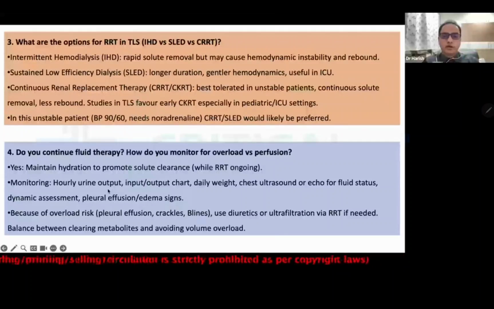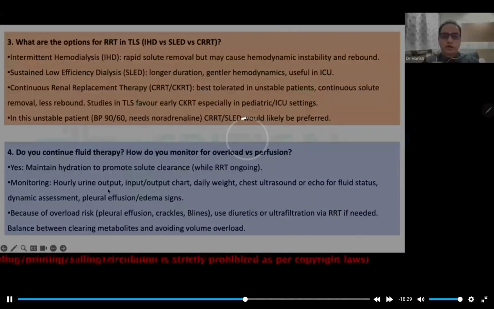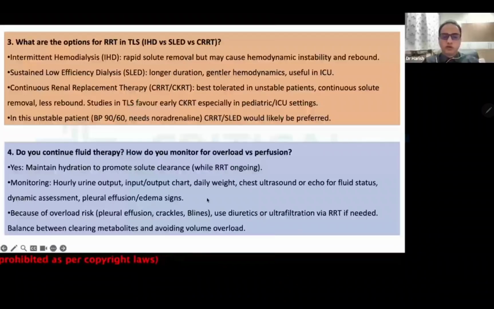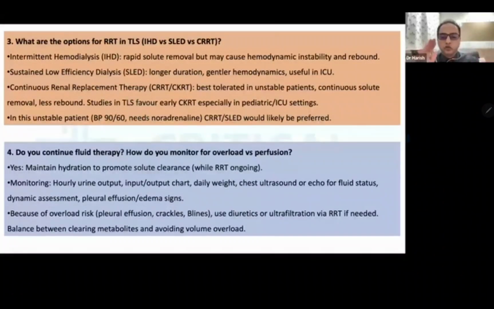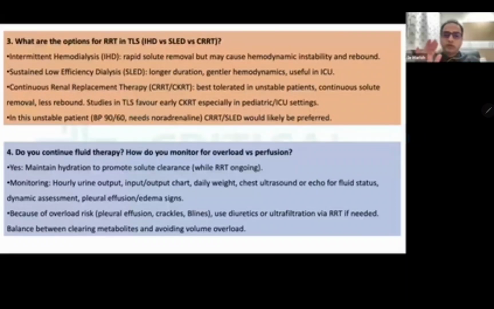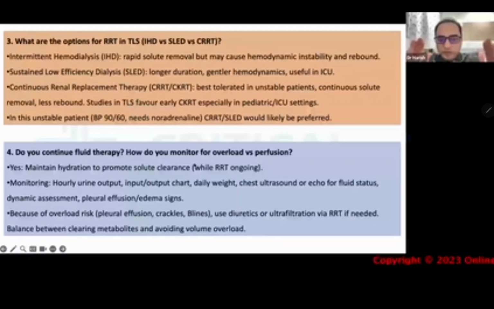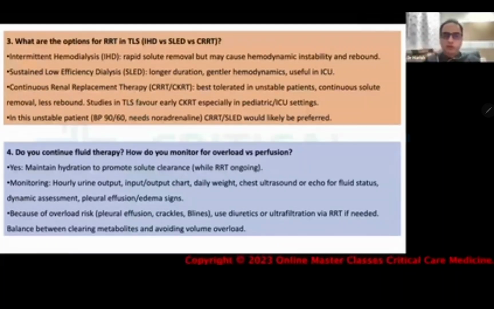Pleural effusion, pulmonary edema signs you need to look for, including the B lines. Examine for the effusion, crackles, B lines. Okay, use diuretics if the patient is not under-resuscitated, if volume overloaded, or go for ultrafiltrate removal in the renal replacement therapy. So you need to balance between clearing metabolites and avoiding volume overload by giving excessive volume. That you need to remember in mind.